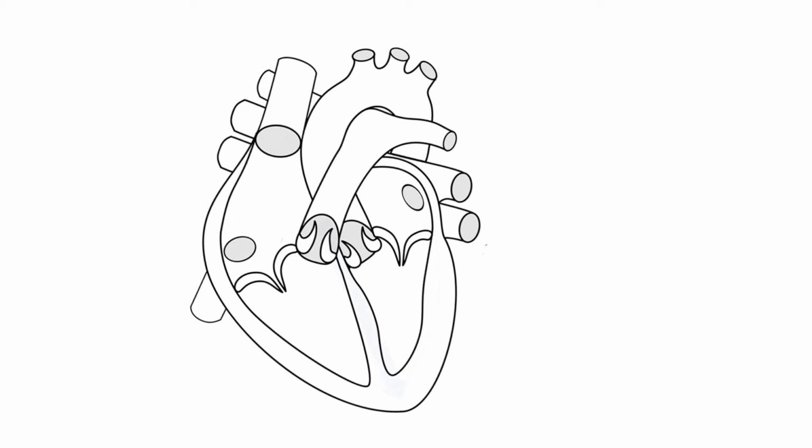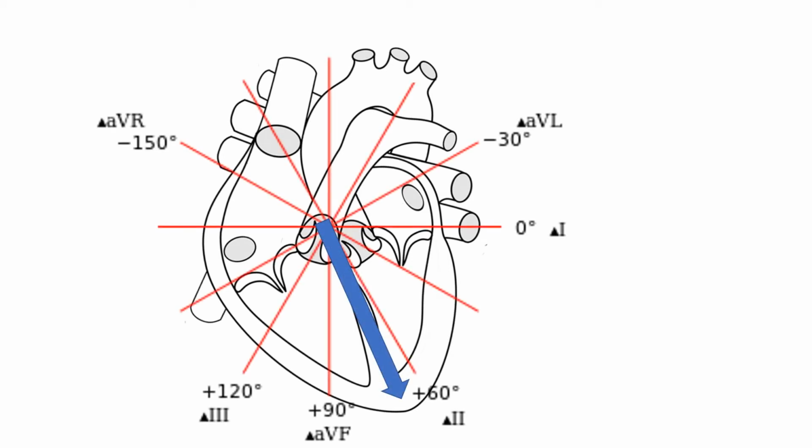Let's see how the normal MEA would look when plotted on the hex-axial lead system. We can see that the MEA is almost completely parallel to lead 2, and almost perfectly perpendicular to lead AVL. This means that lead 2 records a strong positive deflection. Lead AVF also records a strong positive deflection, although less strong than lead 2, as the average flow of electricity is not so closely parallel to lead AVF.